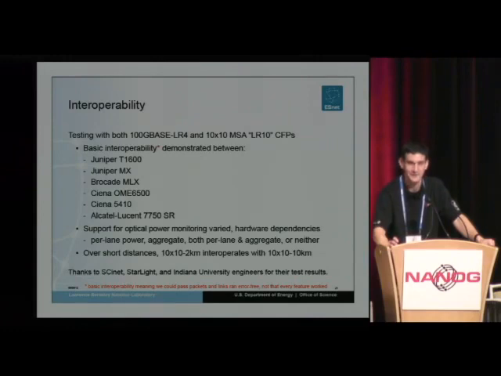The support for optical power monitoring in the CLIs varied quite a bit. Some had it, some didn't. Some had per lane power, some had only aggregate power, some had nothing at all. That was a little disappointing, but not really a big surprise. Fortunately, over short distances, we had no problems plugging the 2-kilometer versions of the 10 by 10 into the 10-kilometer versions of the 10 by 10. So that was also good to find out.